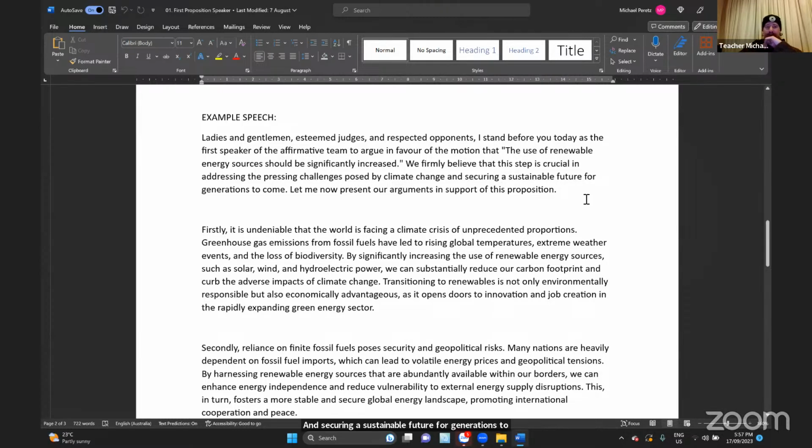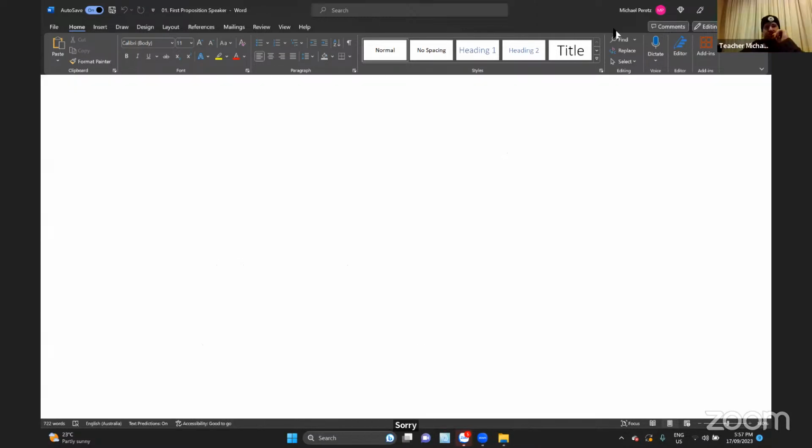So clear signposting there, addressing everybody in the debate, mentioning which team you're on, which speaker you are, and mentioning the motion and the fact that you're in favor of it. So very, very clear about what they're trying to express in that speech.